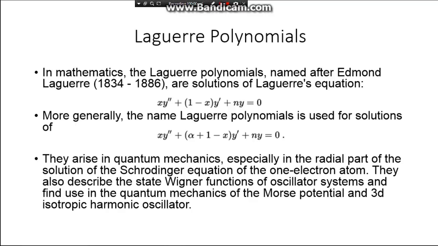More generally, they are the solutions of xy'' + (alpha + 1 - x)y' + ny = 0. The upper equation is just a special case where alpha is equal to 0.